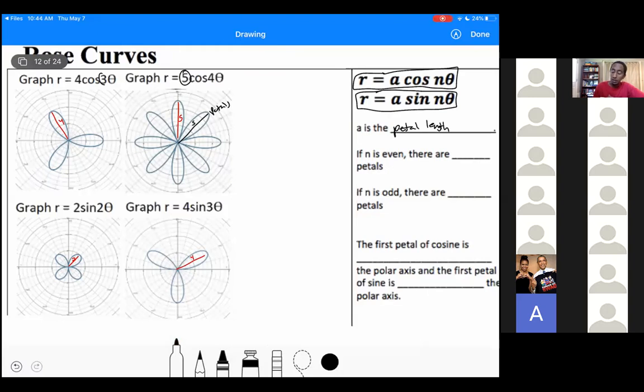If n is an even number, like in the case of this one and this one, this is even, this is even. Versus if n is odd, you notice something different. Here, n is an odd number. Here, n is an odd number. What do you notice about the number of petals that you have as compared to whether n is even or whether n is odd?